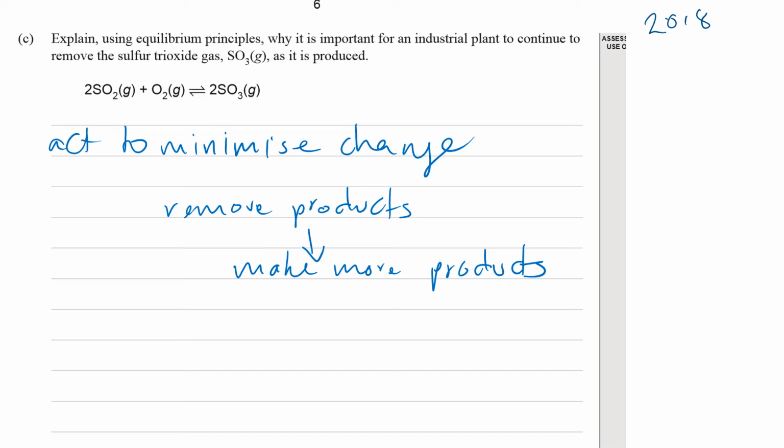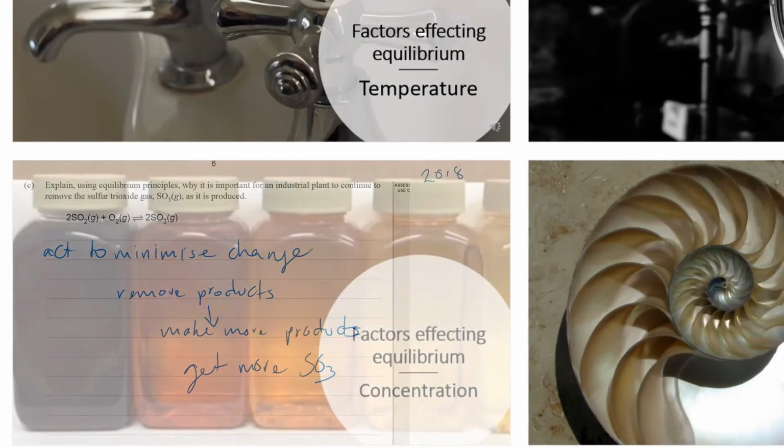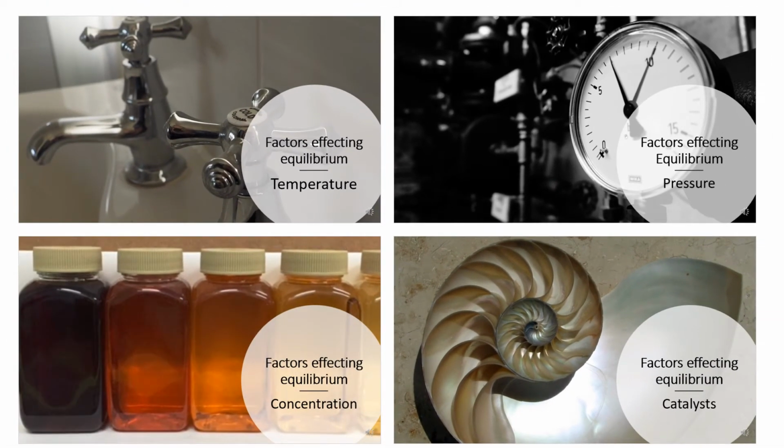And same with this, if you just let this equilibrium sit there, you're going to be paying for a big vat of chemicals and you're not actually making any more SO3. So you need to be siphoning off or removing your product to make sure that you push the equilibrium to make more product. So it makes more products, get more SO3 gas.